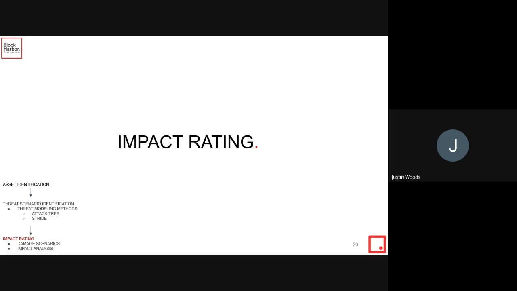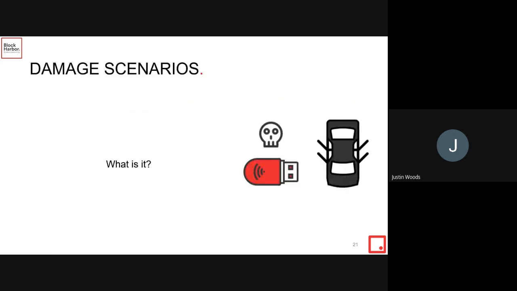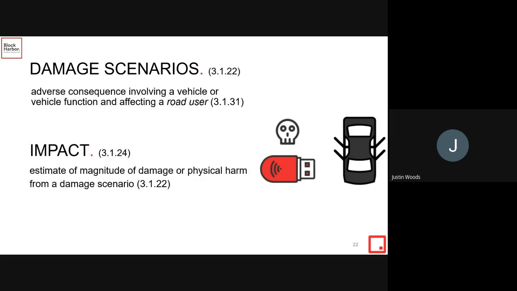Now we can get into the impact ratings. So a damage scenario, first off, we've talked about it a little bit, but what exactly is it? This is going to be an adverse consequence involving a vehicle or vehicle function and affecting a road user. Then the impact is going to be an estimate of the magnitude of damage or physical harm from a damage scenario. So what this is really saying is what bad things might happen if some attack were to occur, and then how bad is it, right?